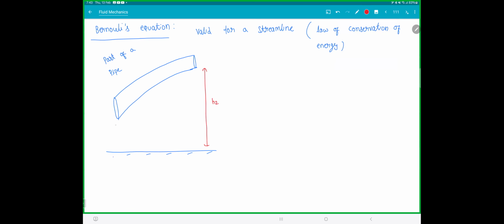Let this height be H2. Let this height be H1. Take a small cross section here. Area A1, pressure P1, velocity V1, width is dx1. dx2, A2, pressure P2, velocity V2. So like I said, 3 variables we are studying: pressure, height, and velocity. So first thing comes from the equation of continuity. A1 V1 is equal to A2 V2, which is A1 dx1 by dt is A2 dx2. So the amount of liquid entering is equal to the liquid leaving.